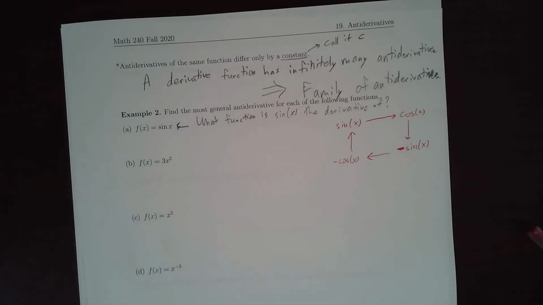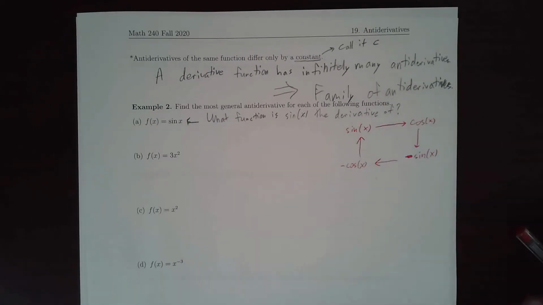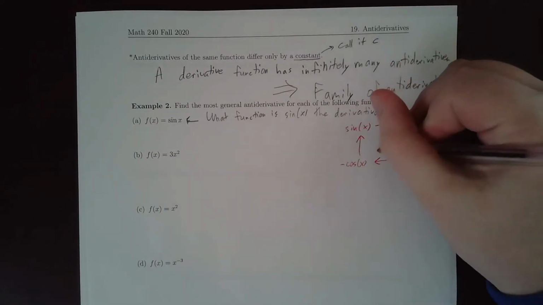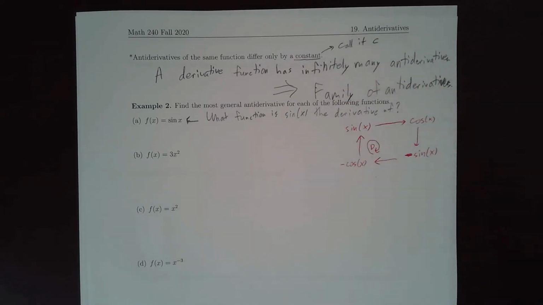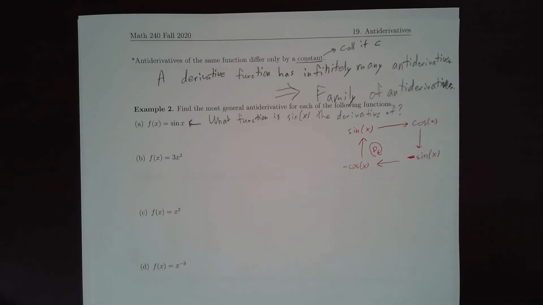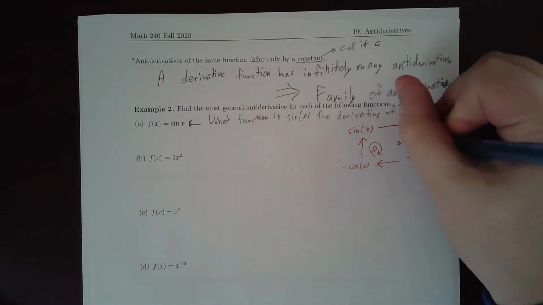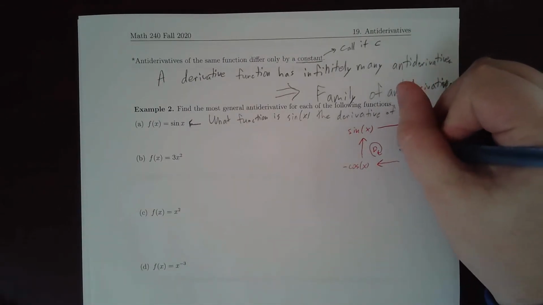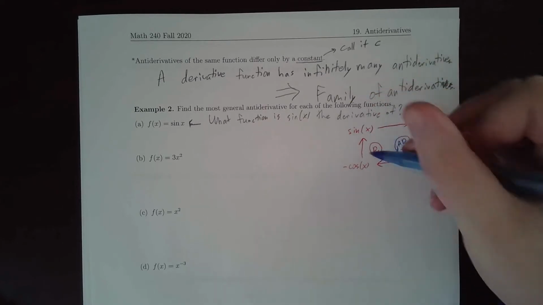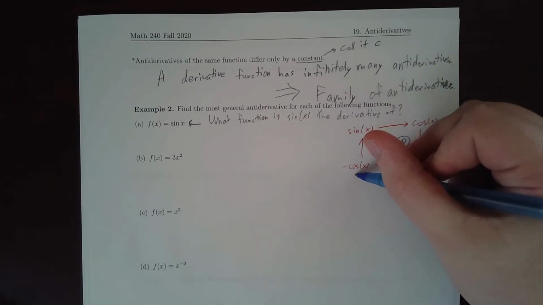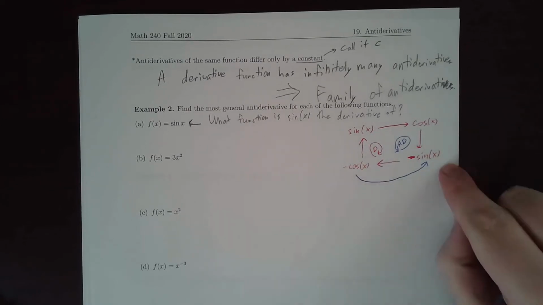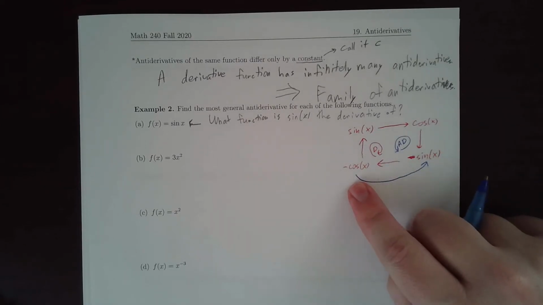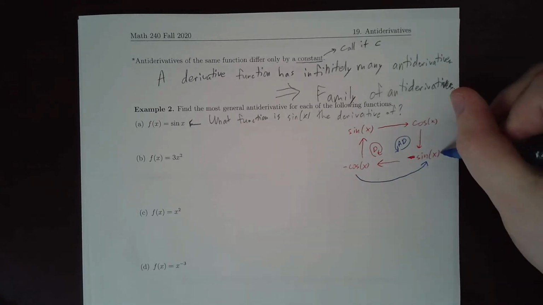So when you want to anti-differentiate, so this is the derivative, going the other way will give you the antiderivative. So negative cosine is the derivative of sine, so negative sine is the antiderivative of negative cosine.